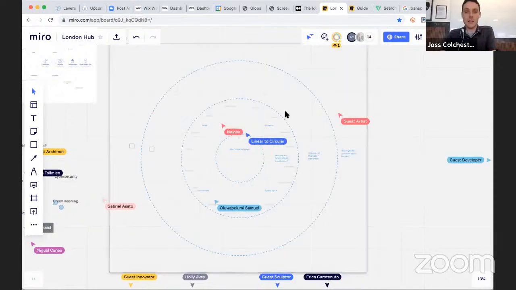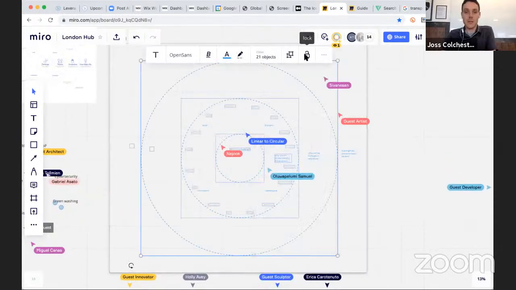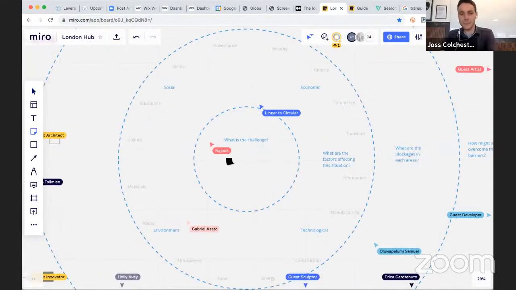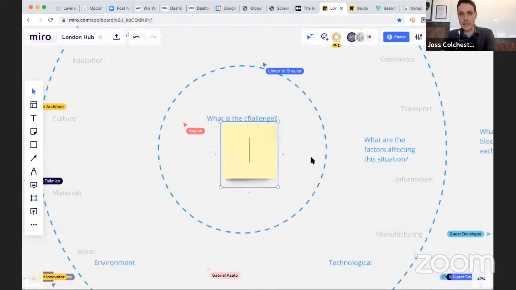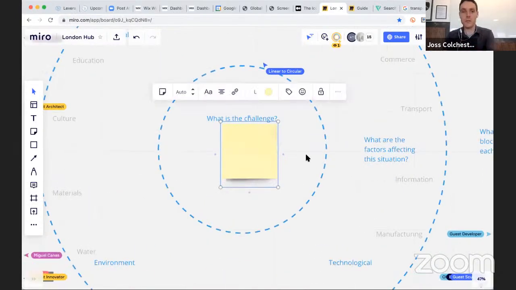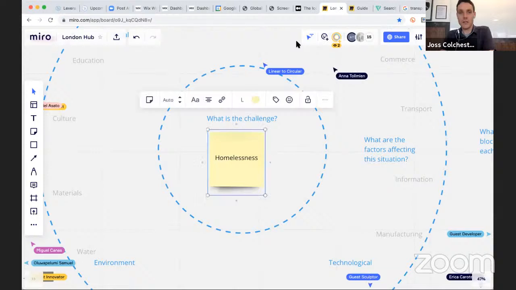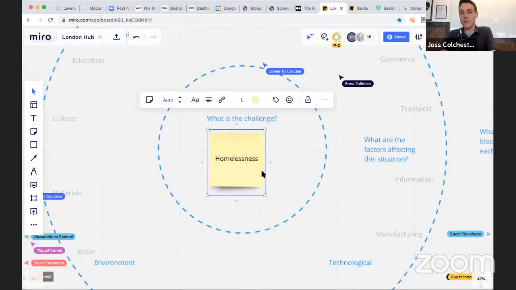So let's think about that. There we go, we'll lock it down. Okay, we'll put up a sticky in the center here. And what's our challenge? Homelessness. And does anybody want to share any ideas on that? How can we refine our understanding of that? What is really the problem here? Anyone like to try and define more clearly what is the actual problem we're facing here?